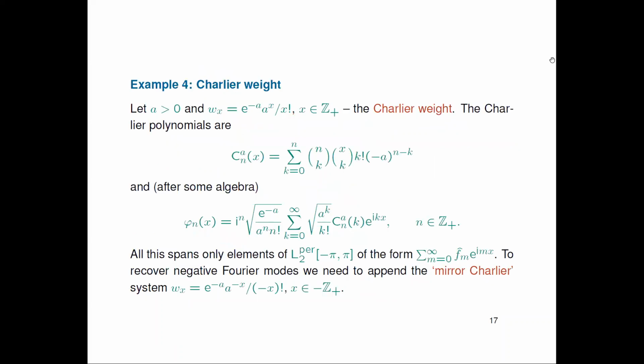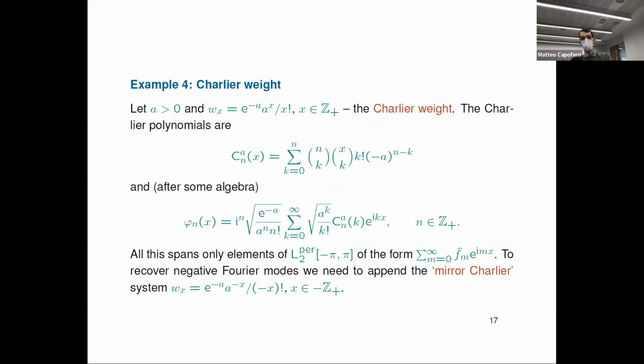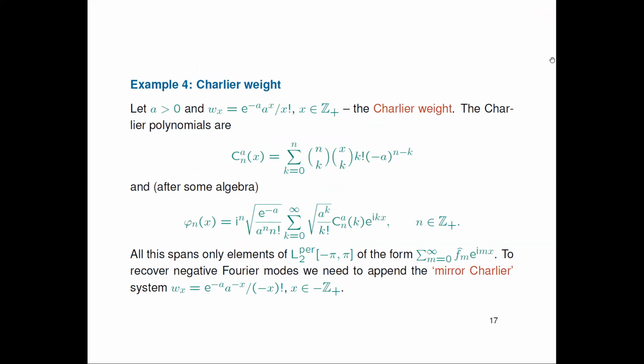And for example, Charlier weights. If we have a greater than 0, and the jump is e to minus a, which is a normalizing number so that the sum of the weights equals 1, a to x over x factorial, where x are non-negative integers. This is a Charlier weight. Charlier polynomials are known explicitly, and after some long algebra, we can write phi n's in this form.